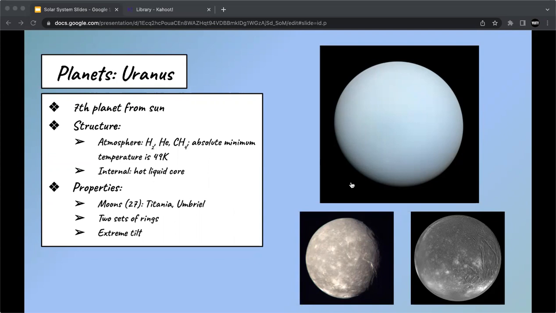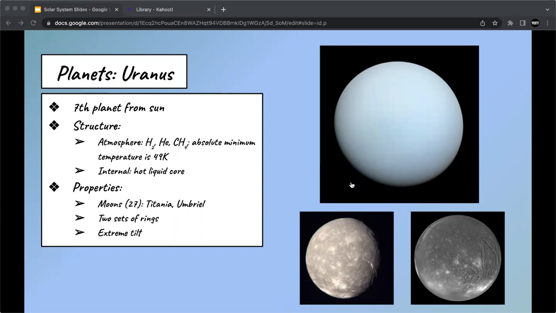And yeah, 80% of the mass of the planet is from the core. So yeah, we can see there's an extreme contrast. So Uranus has 27 known moons, and on the left we have Titania, which is its largest moon. On the right we have Umbriel, which is the darkest moon of Uranus.